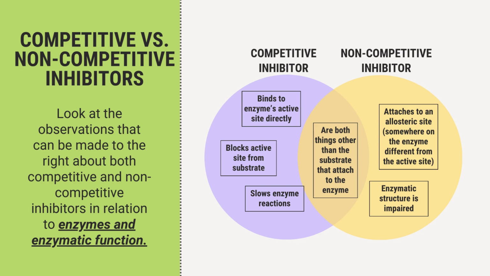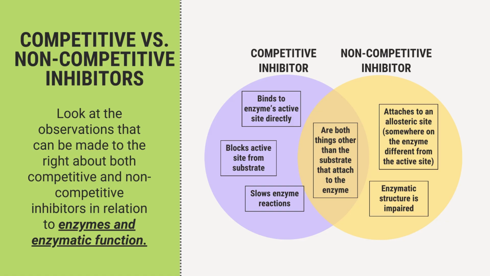So now that we've talked about enzymatic function, denaturation, and stuff like that, let's move on to competitive versus non-competitive inhibitors. To the right, there's a Venn diagram that describes the kind of conclusions that can be made about both competitive and non-competitive inhibitors and the similarities and differences between them.